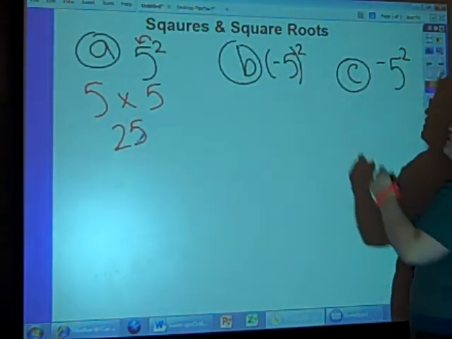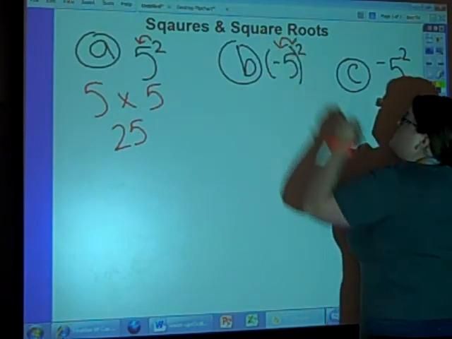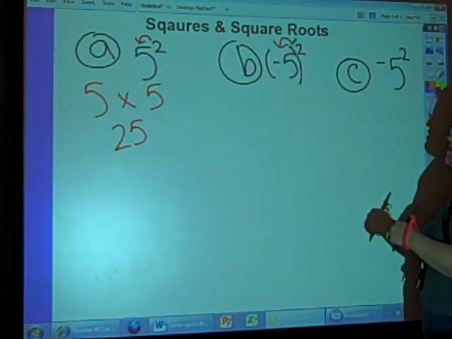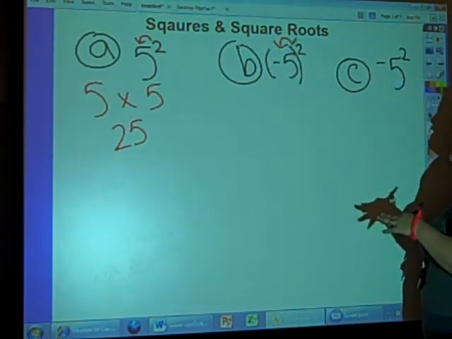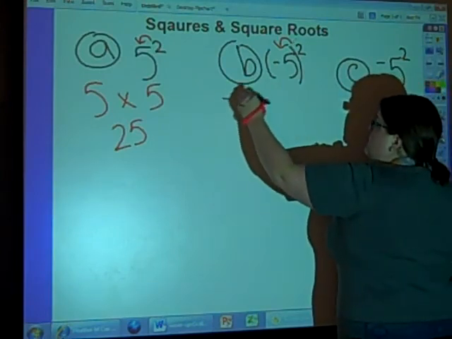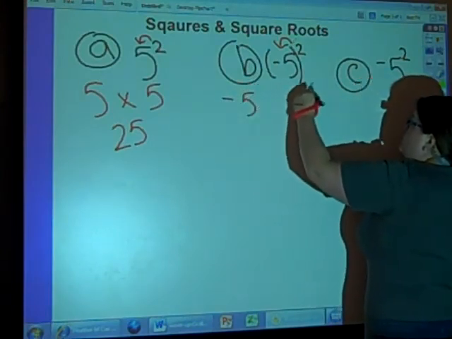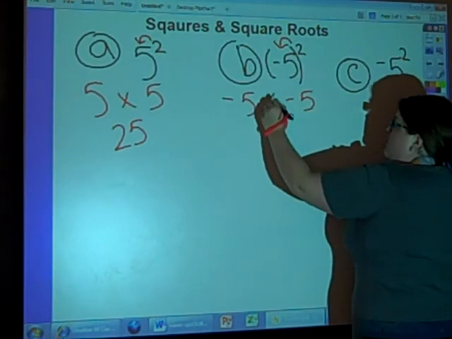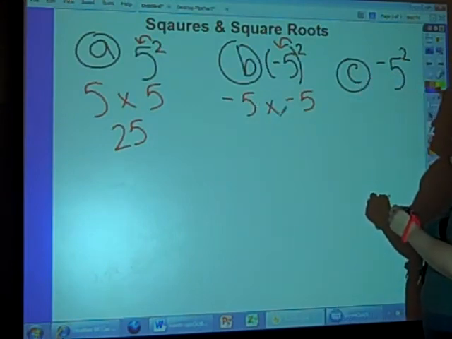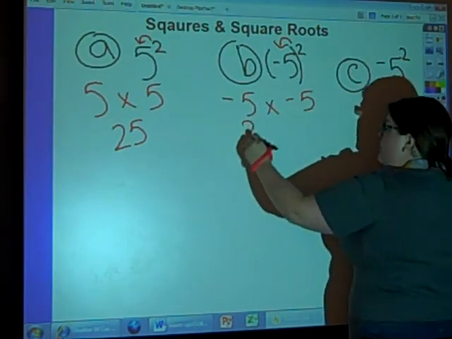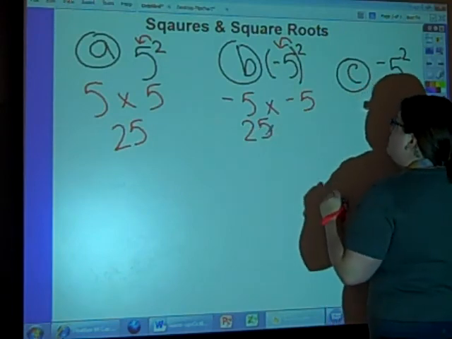For B, we still have where the power base is 2. We look directly next to it. Directly next to it is our parentheses. And in parentheses is the number negative 5. We will see negative 5 twice. A negative times a negative is a positive. Therefore, that is also positive 25.